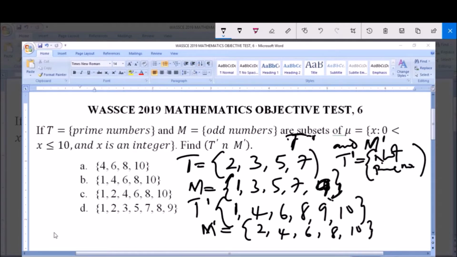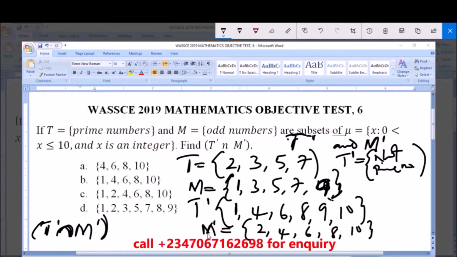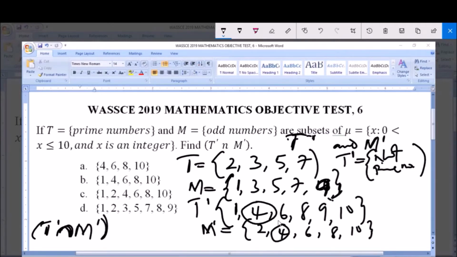Now the main question is asking us to find T prime intersection M prime. What this intersection means is the values that you can find in set T prime, and you can also find in M prime. Let's look critically and map out these values. You can find 2 here, you can also find 2 here. 4, sorry, you can find 6 here, you can also find 6 here. You can find 8 here, you can also find 8 here. You can find 10, and you can also find 10.